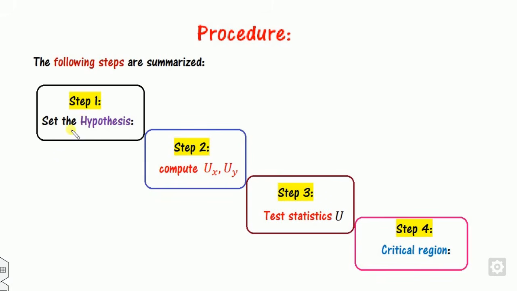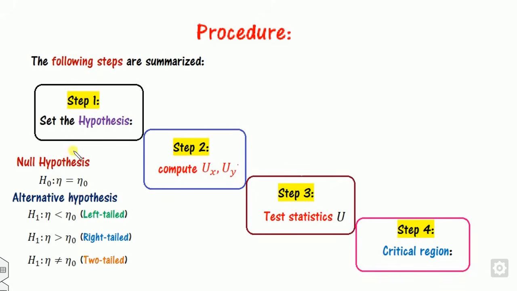Step 1 is we will define the hypotheses H0 and H1. Since we are working on the median, the null hypothesis is equality. The alternative is either one of them: either the left tail, right tail or the two tail.